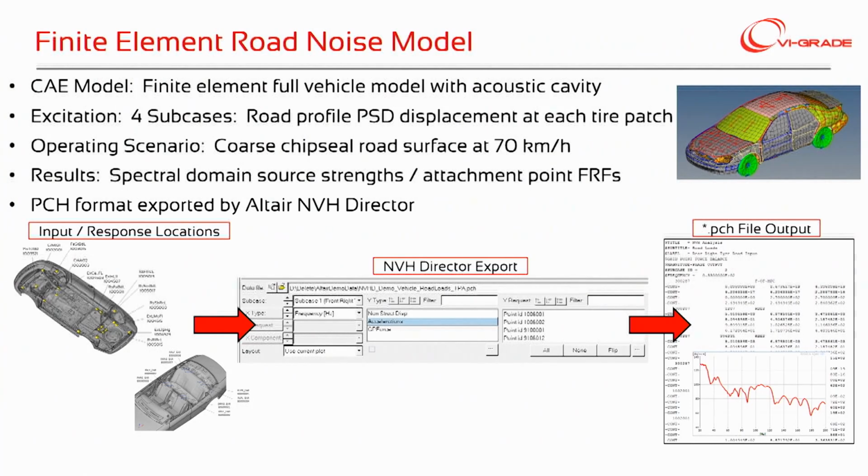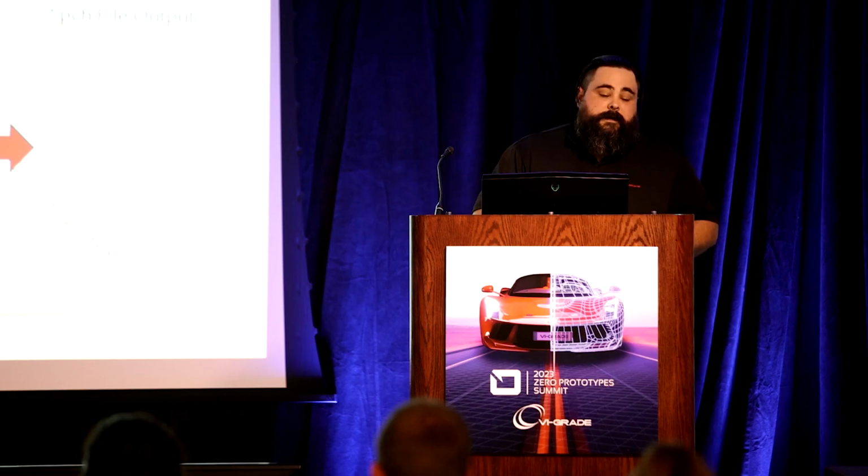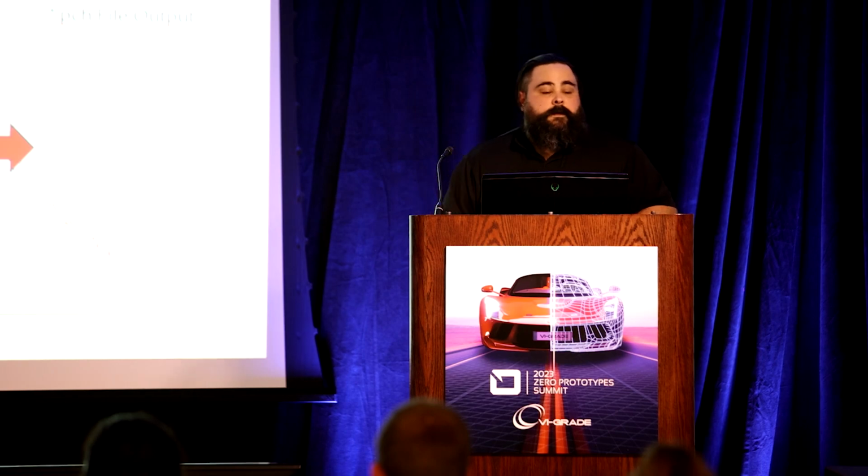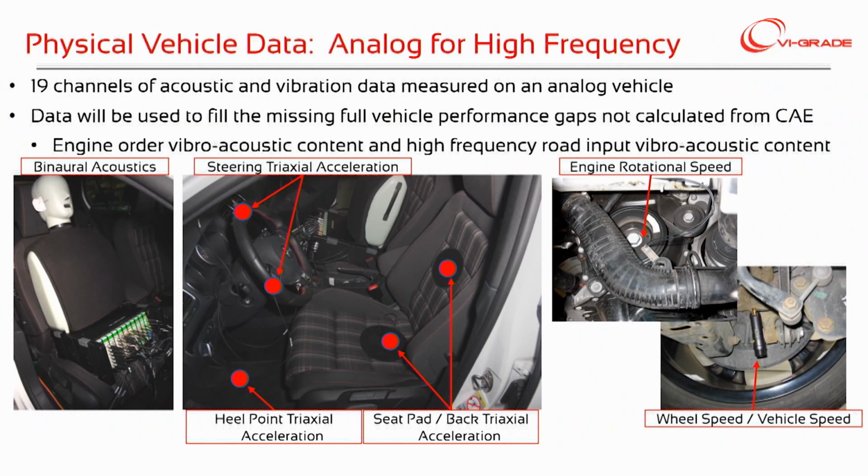The results were basically from a spectral domain and some attachment point FRFs, and it was exported out using Altair and VH Director. The physical data that was used was from an analog vehicle. We did 19 channels of acoustic and vibration data measured at the steering, at the seat, at the heel point, and at the driver's right and left ear.